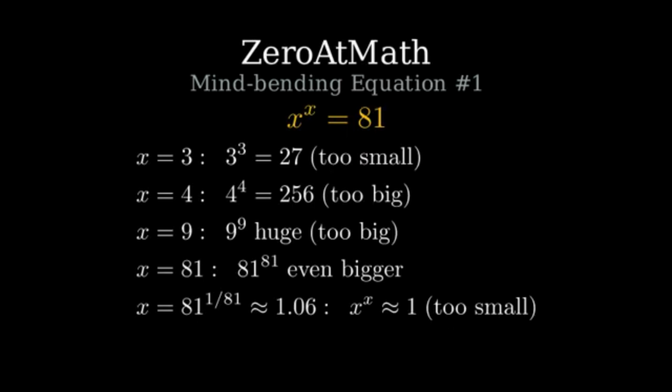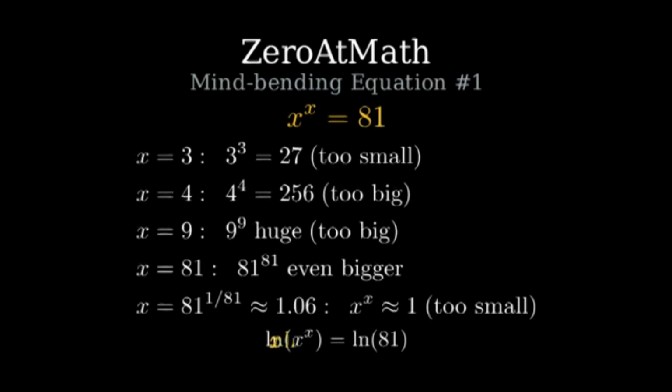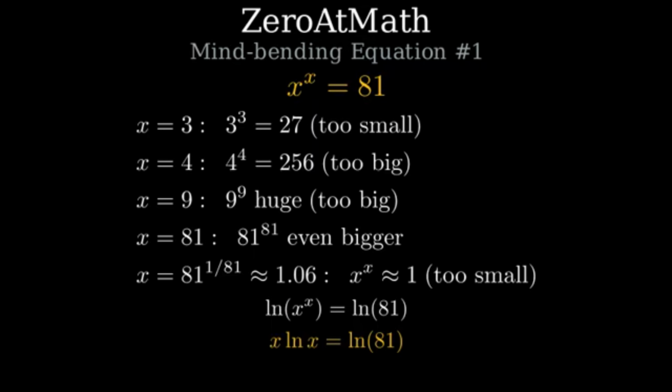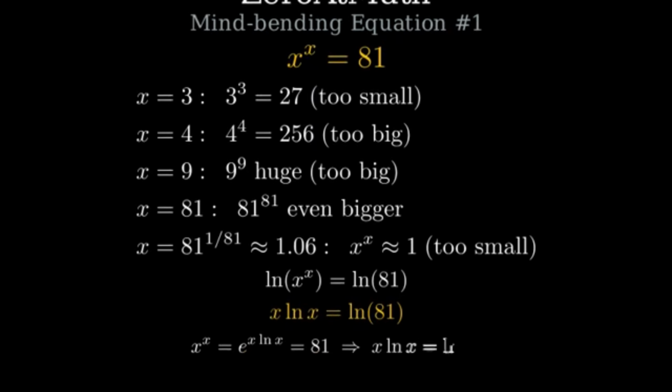Take natural log on both sides. The natural log of x to the x is x times the natural log of x. So x times natural log x equals natural log of 81. And since x to the x is e to the power x natural log x, we can write x natural log x equals the natural log of 81.